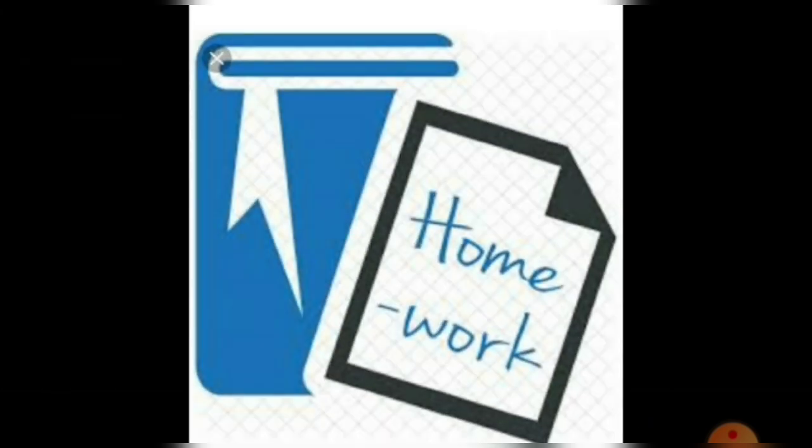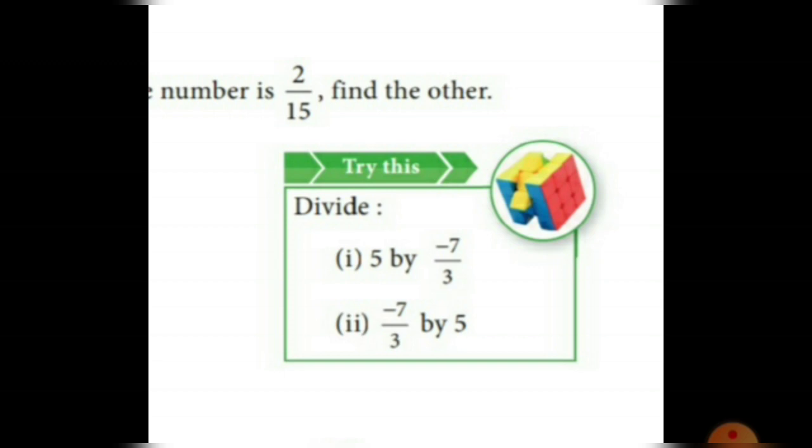Next, homework. Do these sums. Try these sums. Divide 5 by minus 7 by 3, and minus 7 by 3 by 5.